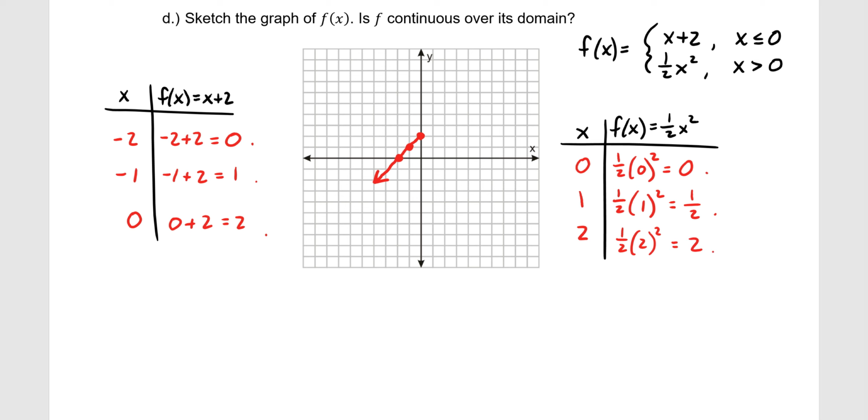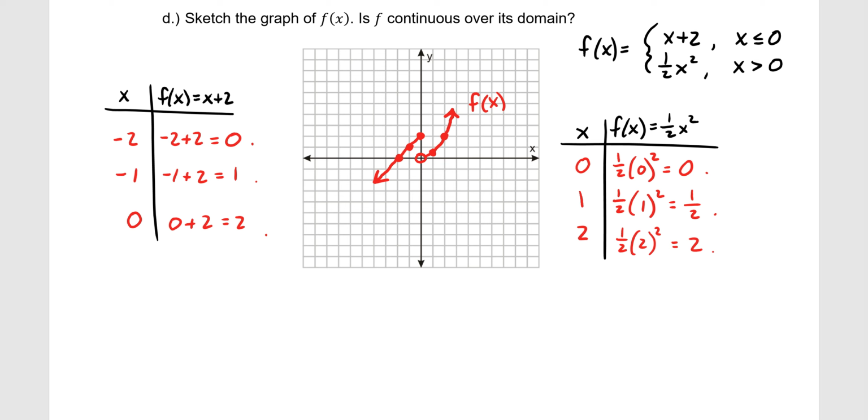So plugging in these values for the xy ordered pairs, 0 comma 0. This one we have to remember is an open circle because it's not included in that one's domain. And then we have 1 comma 1 half and 2 comma 2. So knowing that this function f of x is 1 half x squared, that is going to be a parabola, so we have to make sure that we draw it as such. Connect the dots like this. We have to make sure that it has its curvature and it's not linear. So that's the graph of this piecewise function.